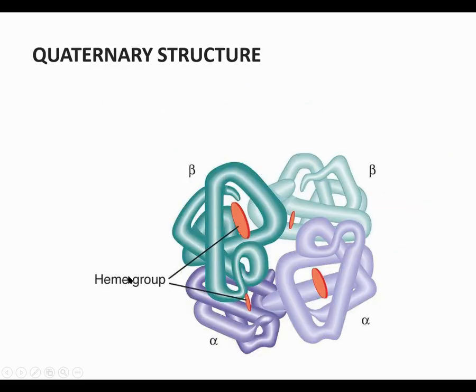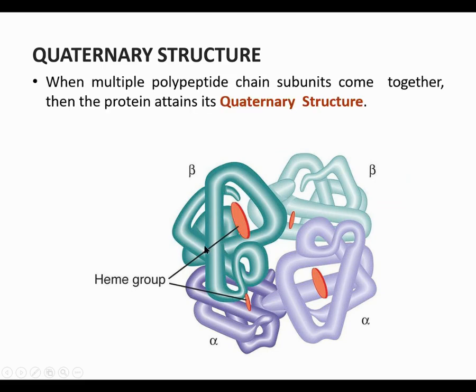Now the last one is the quaternary structures. Now, when you talk about quaternary structures, these are actually multiple peptide chain subunits that come together to form the quaternary structure. Now, an example of the quaternary structure is hemoglobin. Now, it carries oxygen in the blood and it's actually made up of four globular units. Okay, you have two alpha globular units and two beta globular units.